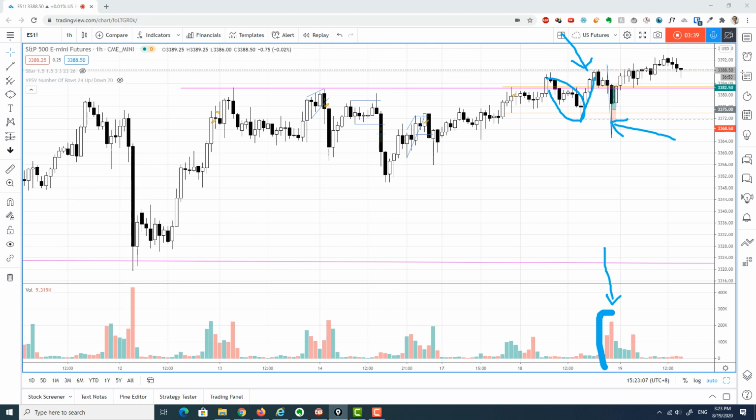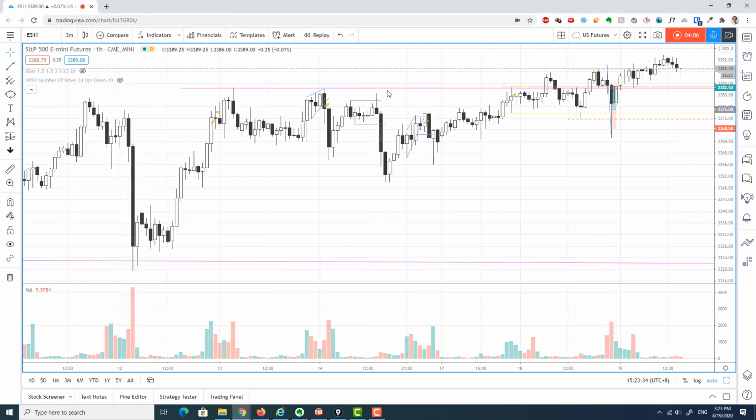Otherwise, I don't think I would get any kind of setup in the other sessions, because it's a relatively tight range, as we can see in the other sessions for the past few days. This kind of spring-type action with the demand tail actually provided a great entry for me, which I will elaborate on. Right now, let me just get down to the 3 minutes time frame.